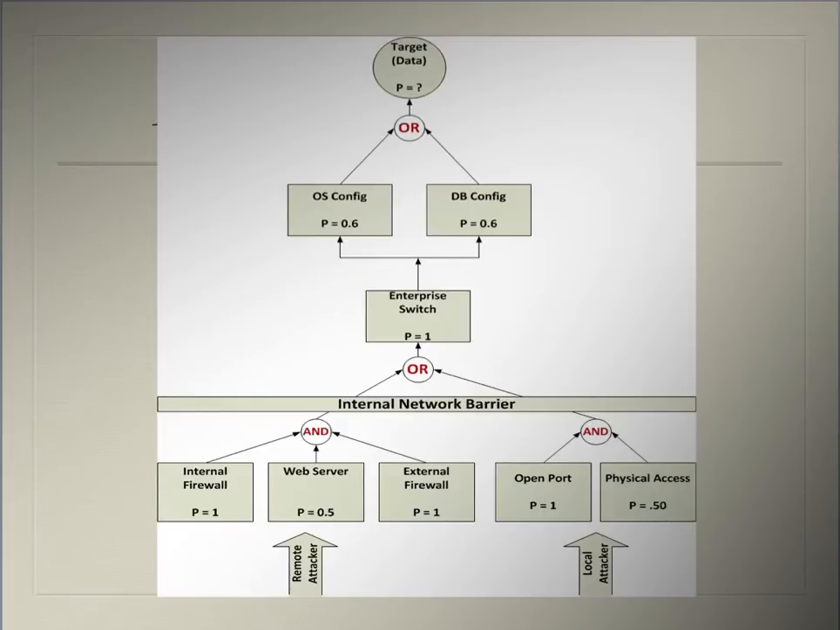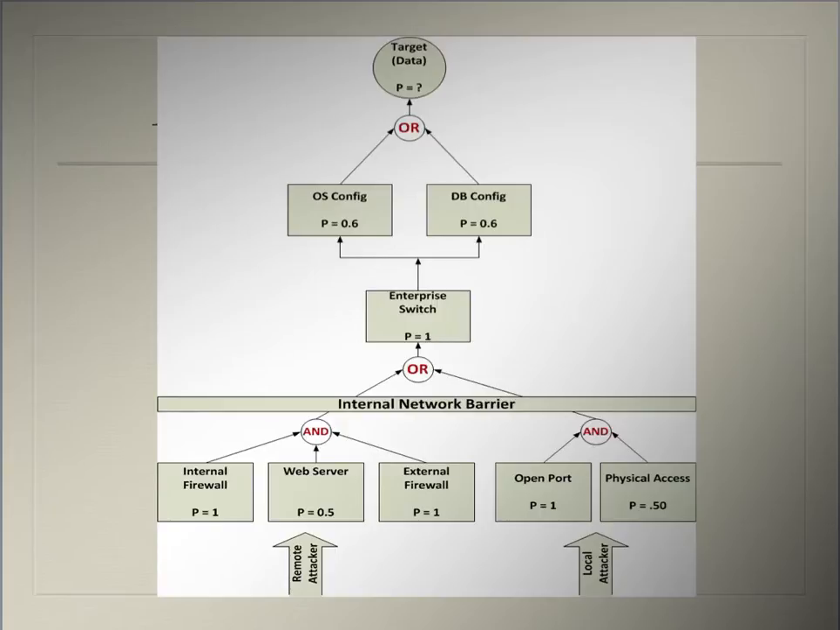If we remove the web server from the equation and we only had to get through the two firewalls, the attacker would have 100% probability of getting to the enterprise switch. One of the biggest problems here in the firewalls is that port 1433 is open, which is the default port for Microsoft SQL Server.